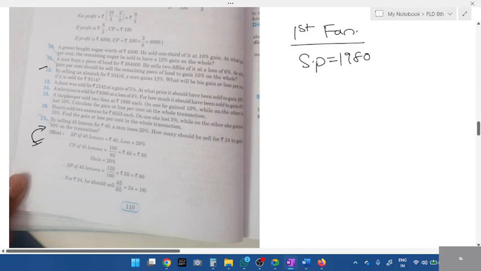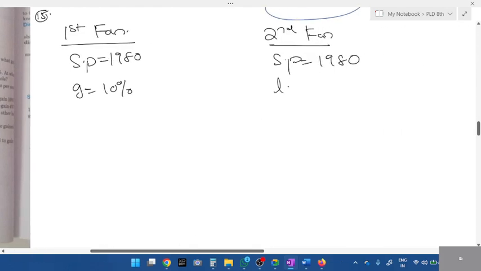Next, read the next part of the sentence. Tell me what should I write? 15th question. On one hand, he gains 10%. On the first fan, how much did he gain, students? 10%. While on the other, he lost. Okay, calculate on the whole transaction, right? Loss is equals to 10%.